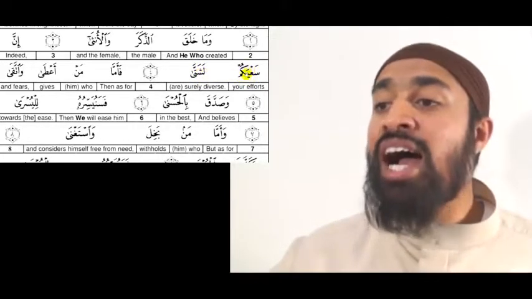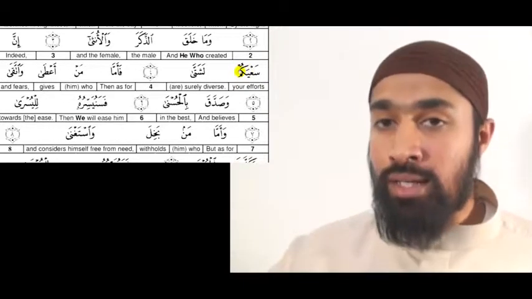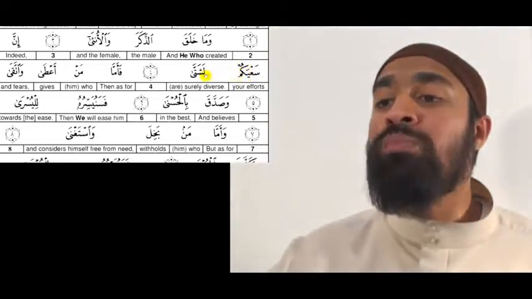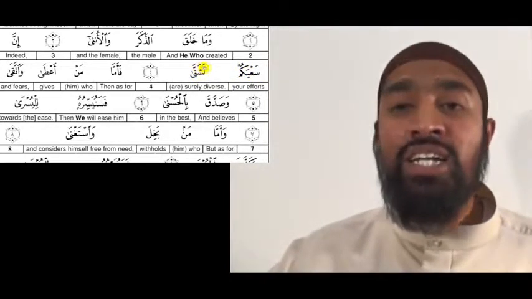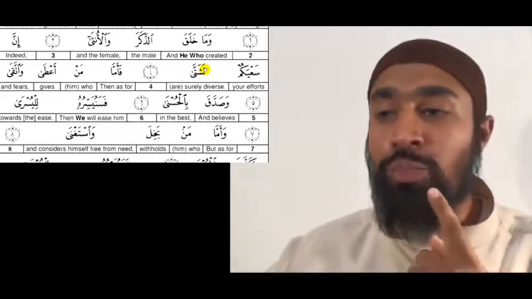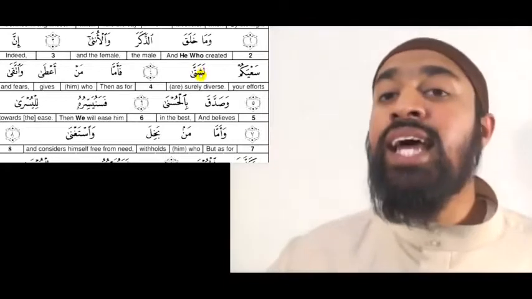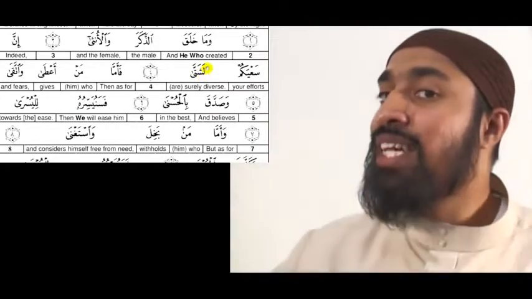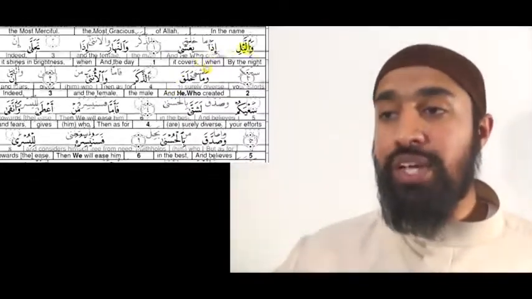Inna sa'yakum, kum, cool. Inna sa'yakum la shatta, shatta. Don't make a t sound, but ta with the shadda. La shatta, ta. Can you see it? Tip of the tongue touches the back two teeth. Ta. Now let's take a step back. First 4 verses together.